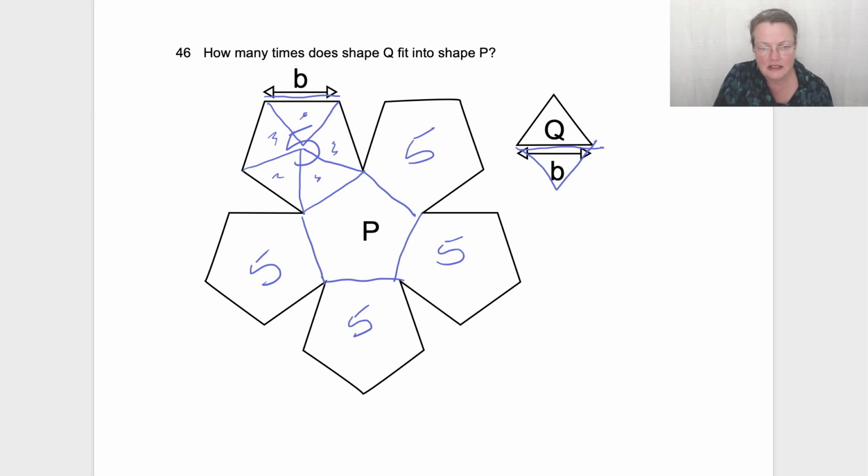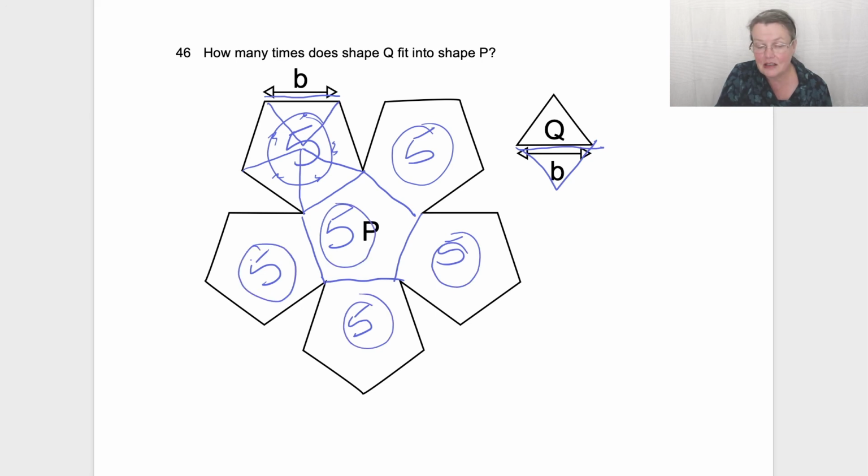And notice that all of these sides are going to be the same size because they're all made up of these B's. So there's another 5 in there. That's the sneaky one. So we've got 1, 2, 3, 4, 5, 6 lots of 5, which is absolutely 30. So there are going to be 30 of these Q triangles in this overall shape. That was quite fun, wasn't it?